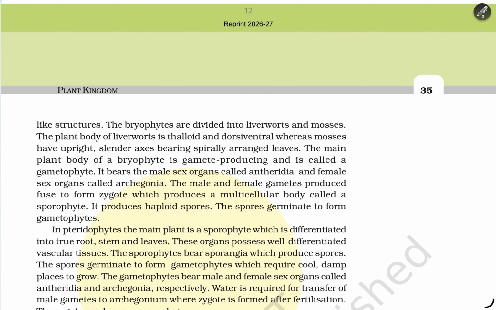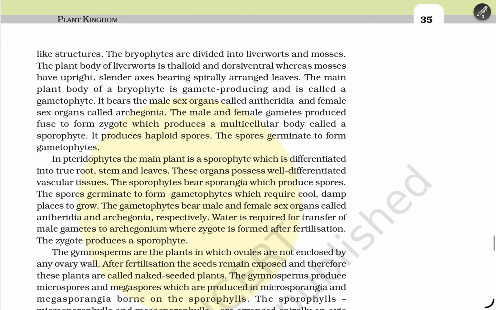The main plant body of the bryophytes is gamete producing and is called the gametophyte. It bears the male sex organ called antheridia and the female sex organ called archegonia. Male and female gametes fuse to form a zygote, which produces a multicellular body called the sporophyte. It produces haploid spores. The spores germinate to form the gametophytes.